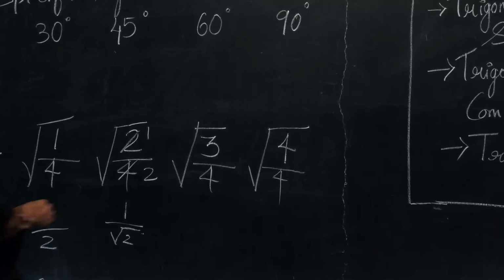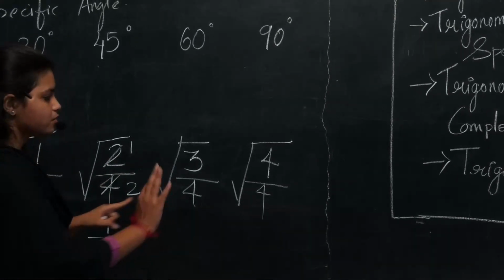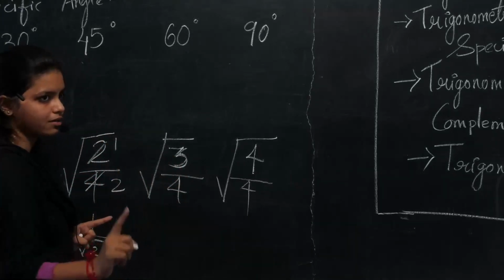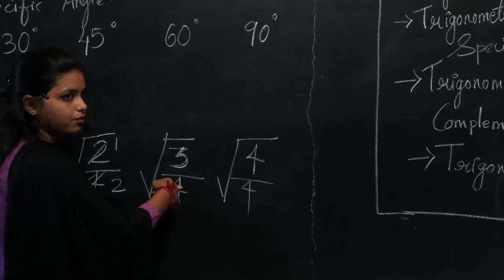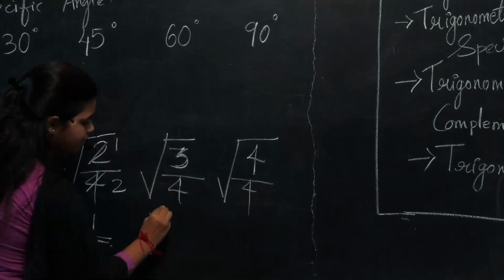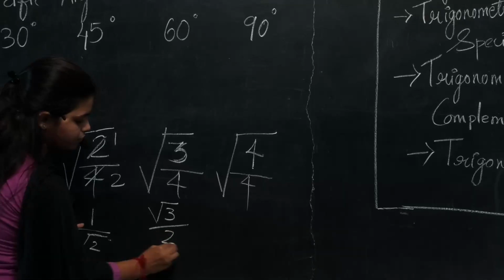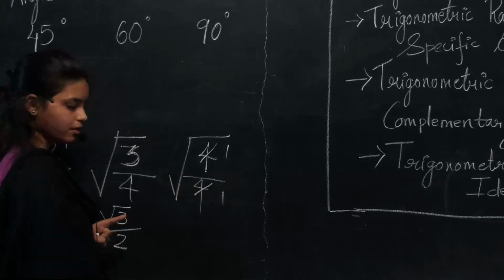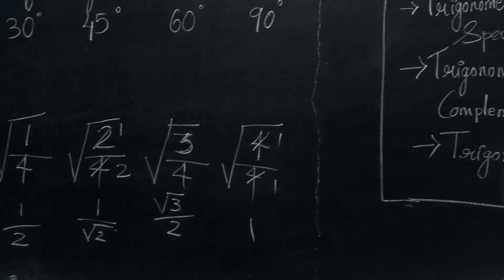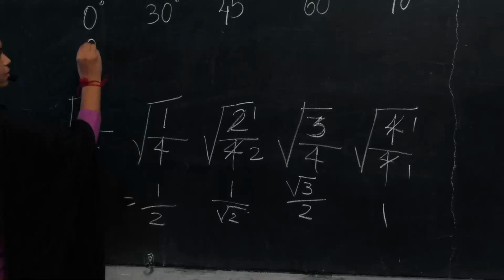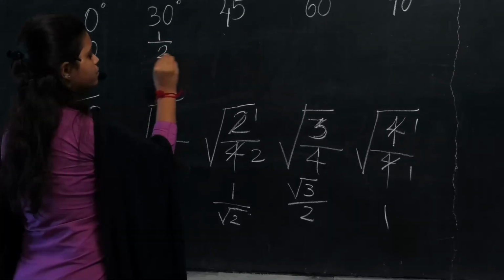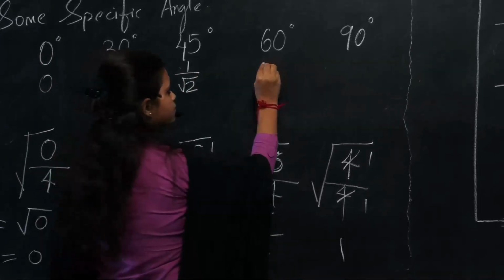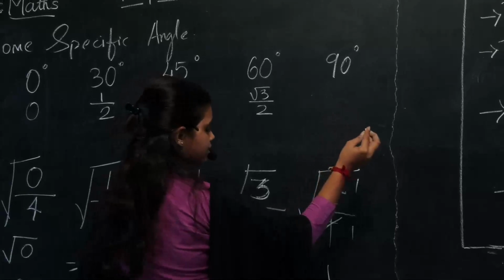Clear? Now comes under root of 3 upon 4. We know that under root of 3 is only under root of 3, there is no exact answer, but the square root of 4 is 2. So we'll write under root 3 upon 2. And the last one, 4 upon 4 we can reduce to 1 upon 1. What is the square root of 1? It is 1. Just place these values here. First is 0, second is 1 upon 2, third is 1 upon root 2, fourth is root 3 upon 2, and the fifth one is 1.